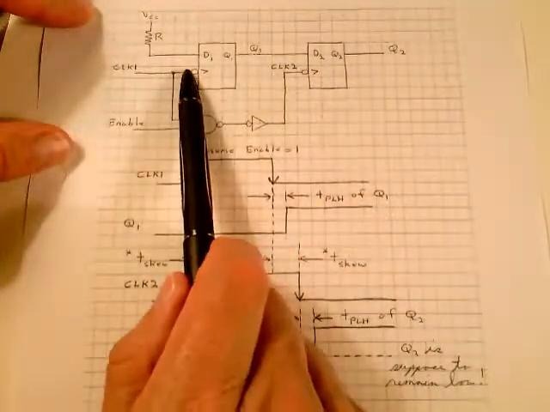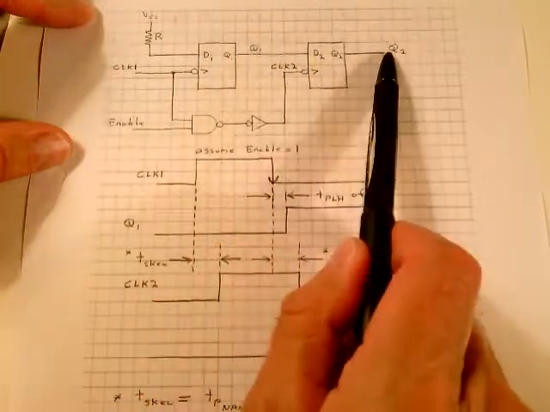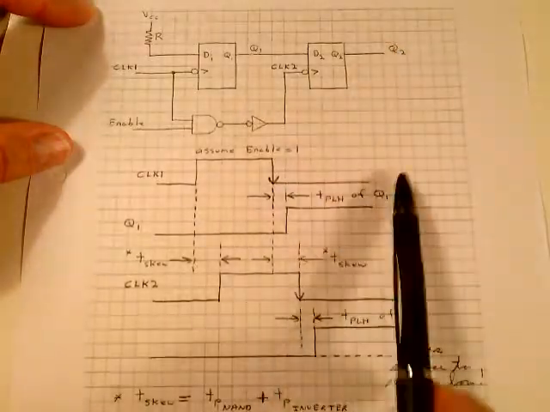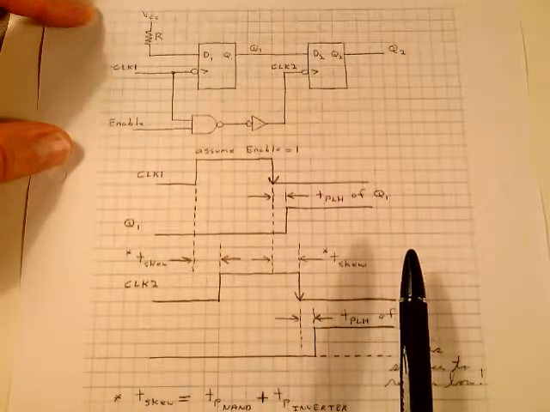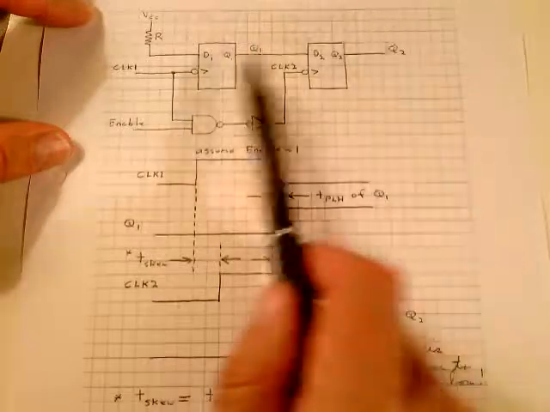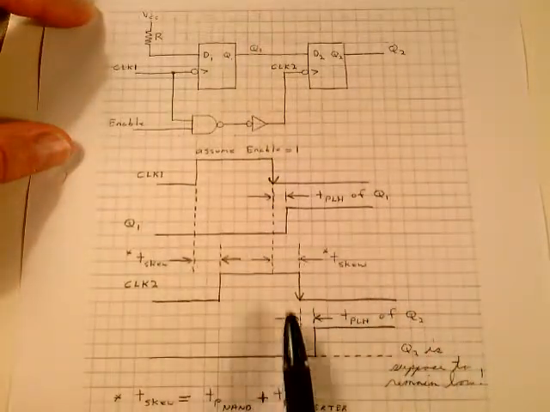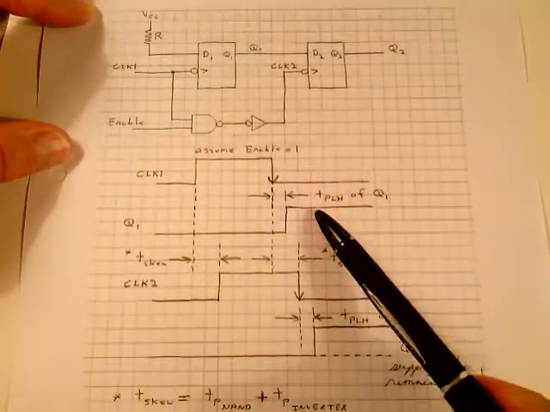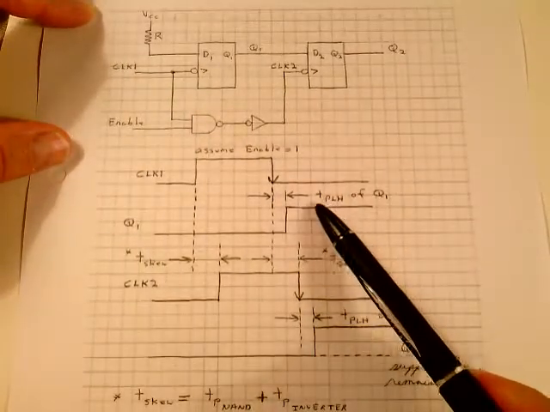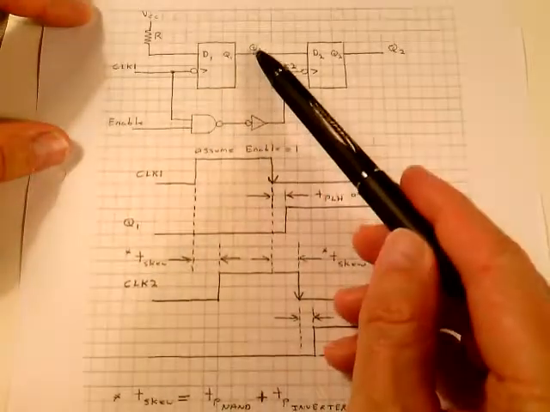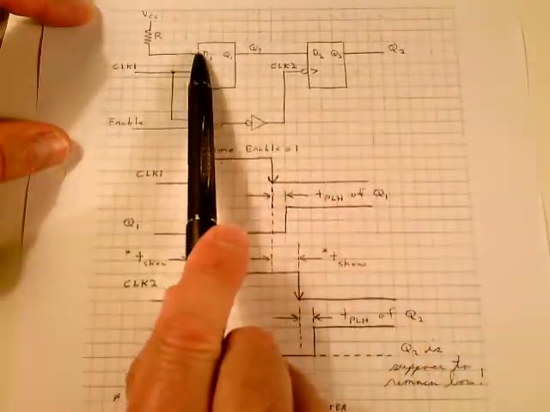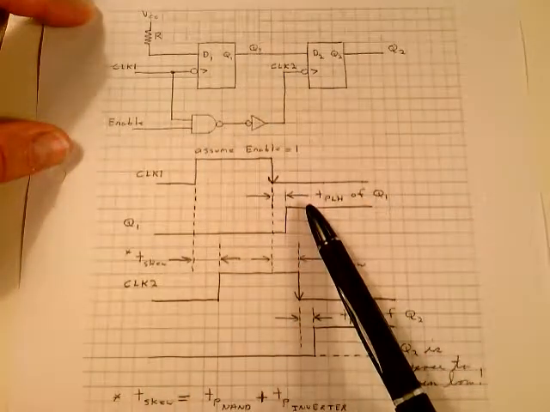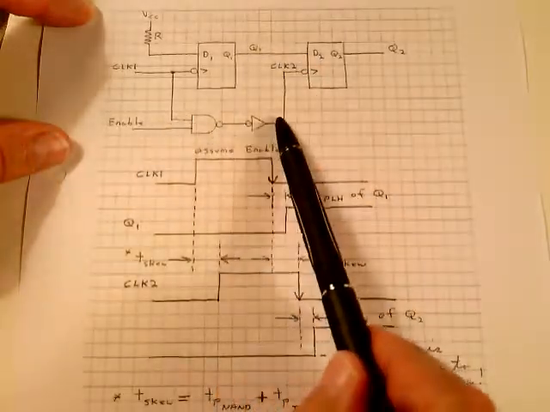So initially, this is a low and that's a low. Q1's low and Q2 is low. What happens if you look at the timing diagram, and I put the propagation times low to high and high to low on here so you can see what's happening. Whenever this clock edge comes, this output here, Q1, goes high through a propagation time low to high. That 1 gets out here before this clock edge gets through.